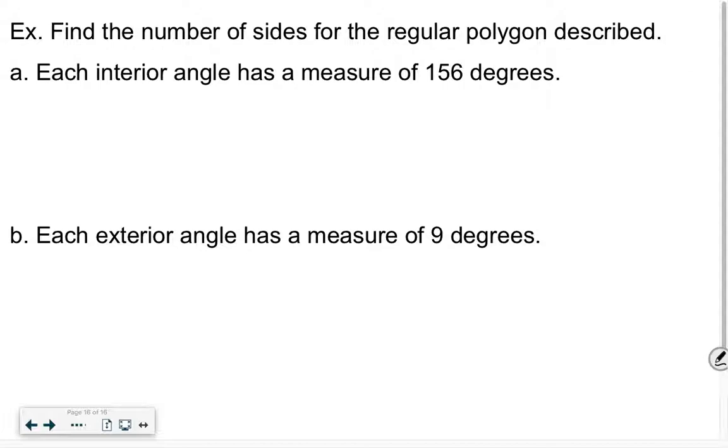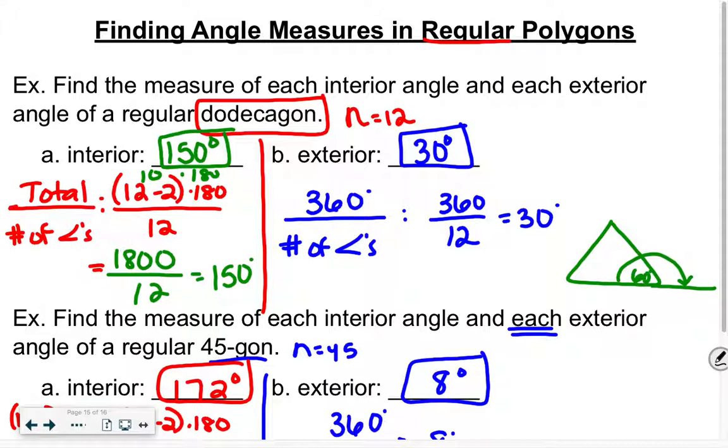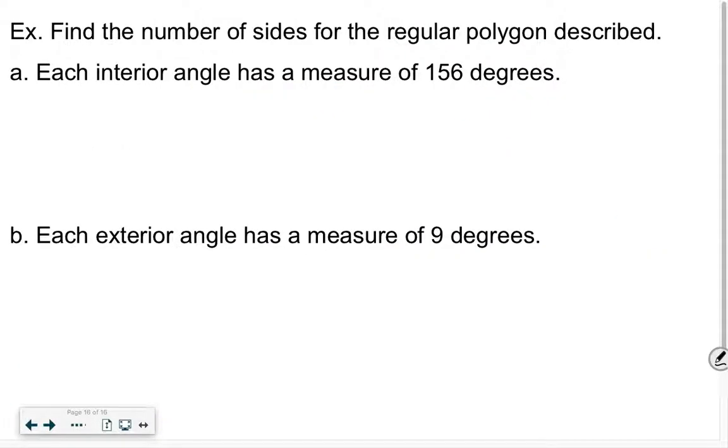It says find the number of sides for the regular polygon described. Each interior angle has a measure of 156 degrees. So let's think about the process we just used to find each interior angle. We took the total degree measure, which was n minus 2 times 180, and we divided by the number of angles it was going to have.